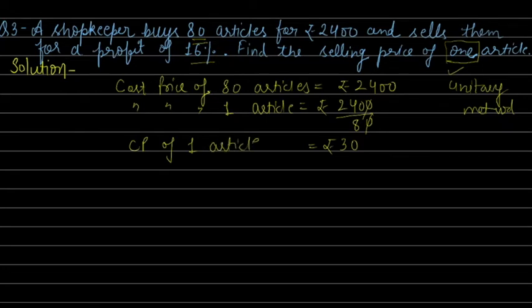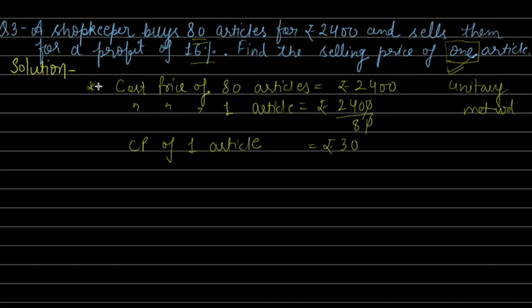I will again explain it, since you have to calculate the selling price of one article and 80 article CP is given. So we will compare to calculate selling price of one article. We need to calculate the CP also of one article. So we have used unitary method. So this is the first step.